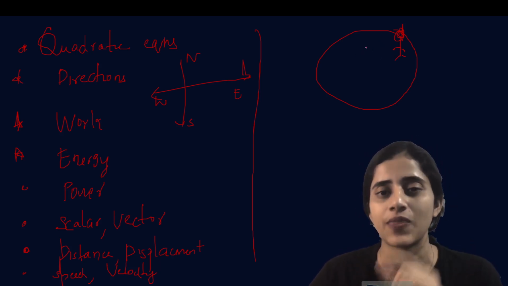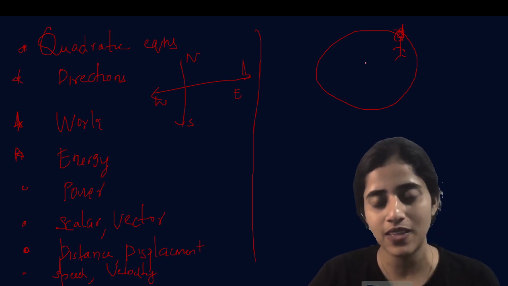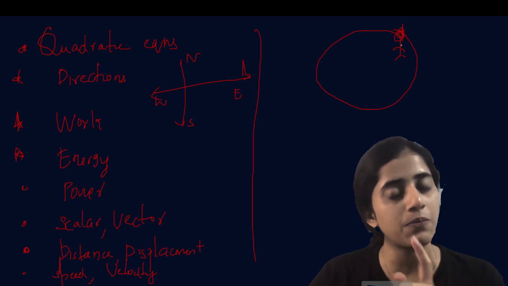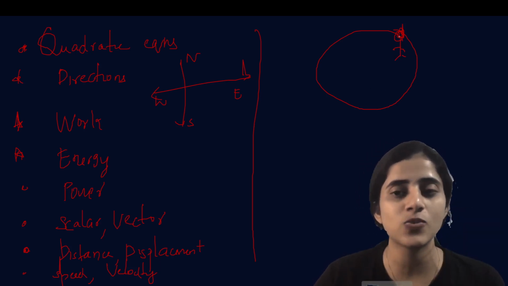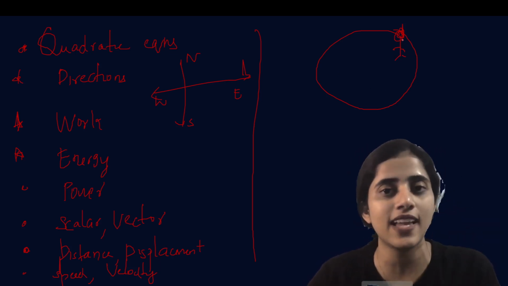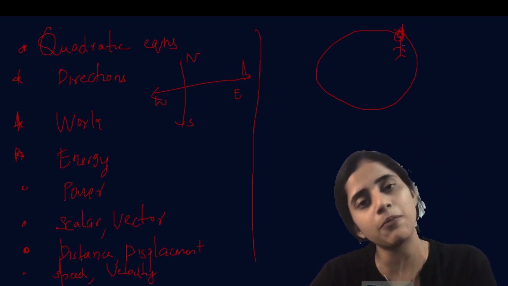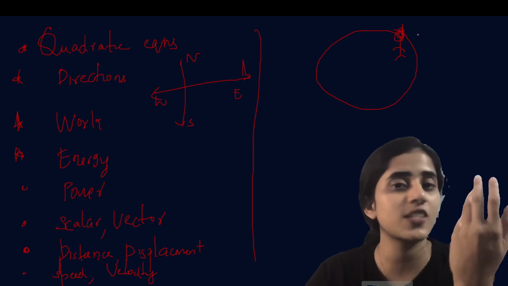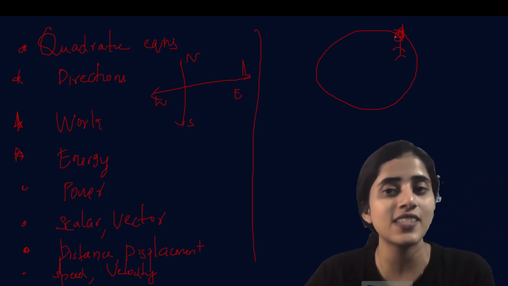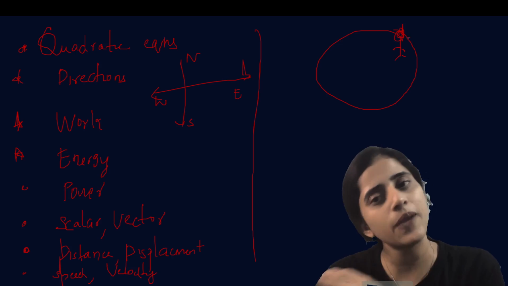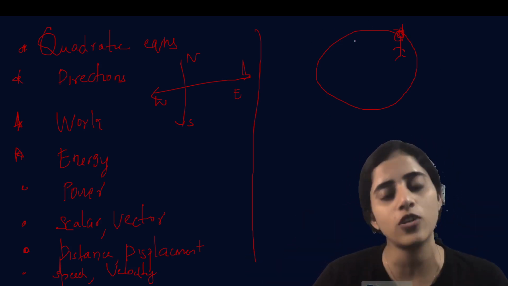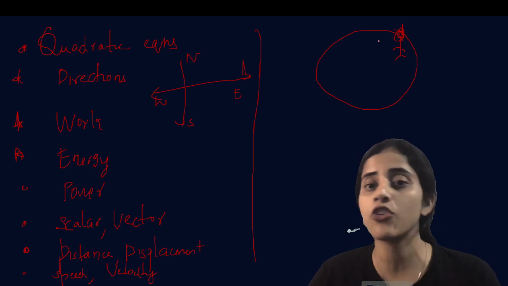What is velocity? Displacement by time. So what is the displacement of this person? It's the shortest distance, which means he is at the starting point itself. After the whole race, he came back to his initial position. So his displacement is 0. 0 by t is 0. So velocity is 0. Speed will be the speed at which he ran the whole track. That's one way of looking at it.